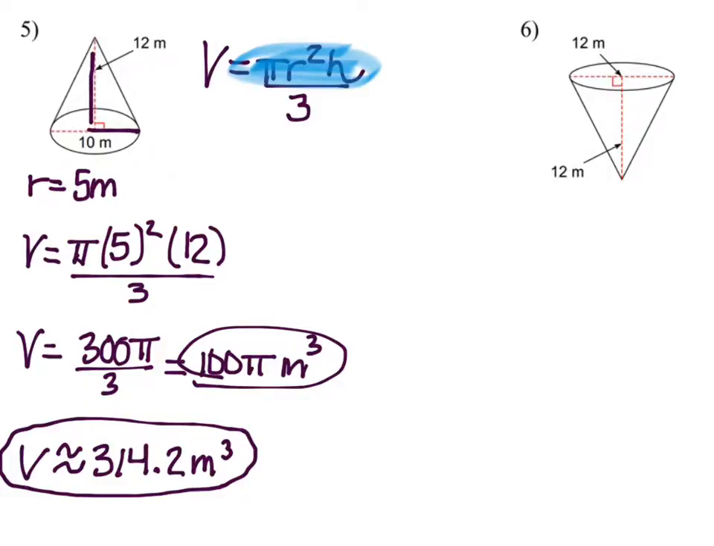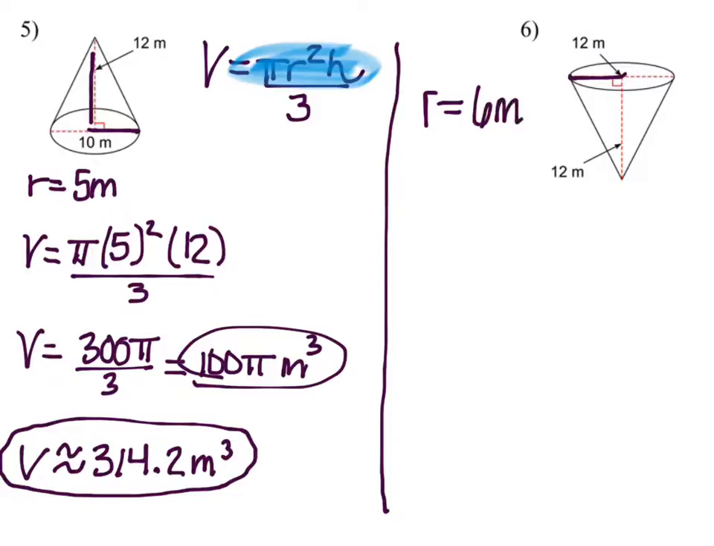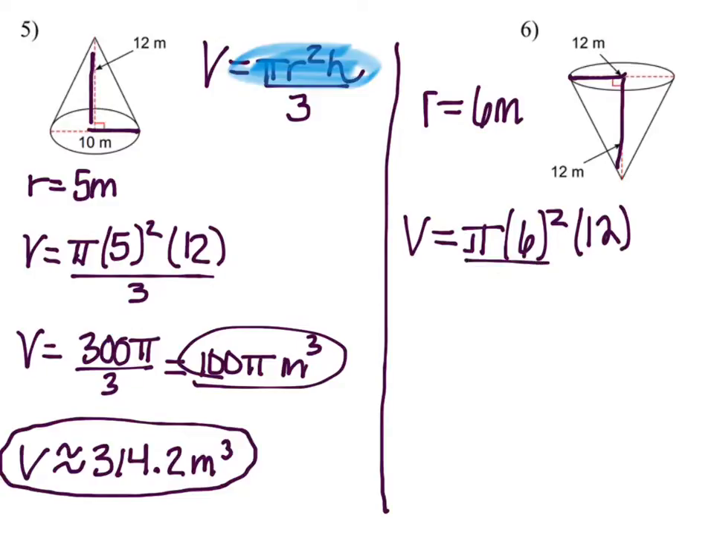So I figured we'd save those for last here. Our last example. We are going to follow the same setup. Identify your radius. So radius is equal to 6 meters. So volume equals pi times the radius squared times the height, all divided by 3. So don't forget that part right there. Otherwise, you found the volume of a cylinder and not the cone, which is your intention.